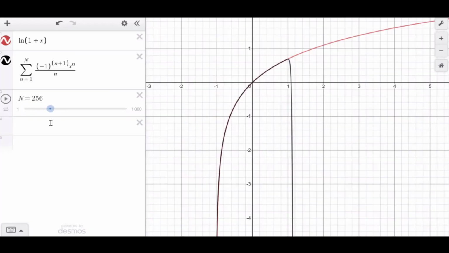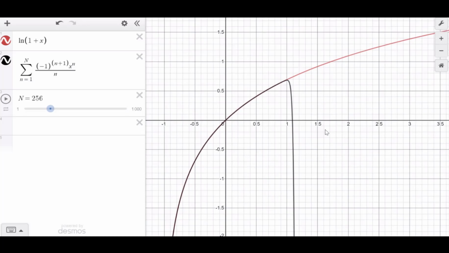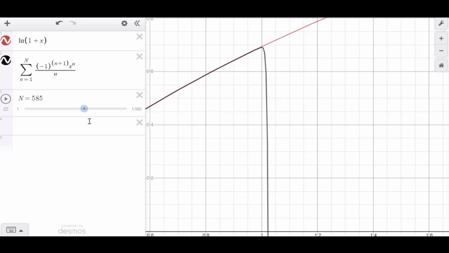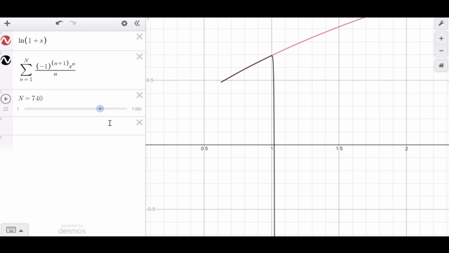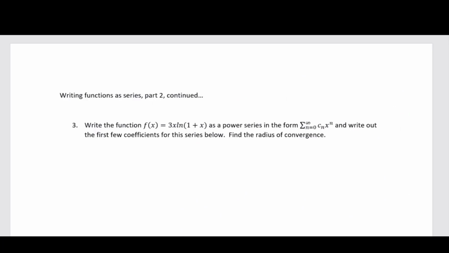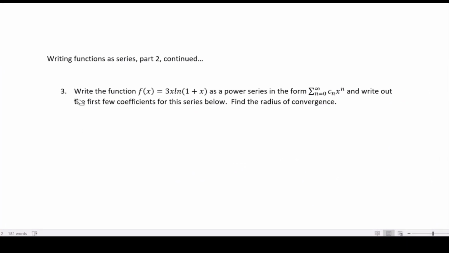So here's just testing that out, looking at increasing numbers of terms in this alternating series. And then that's just taking the computer too long to figure out, to compute all those terms. So I'll just back it up to 50 terms, and there it fills it in. And okay, let's move on to number 3.